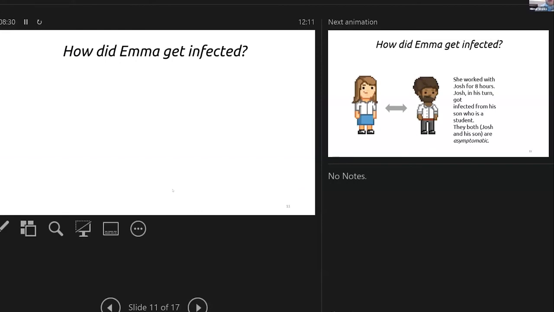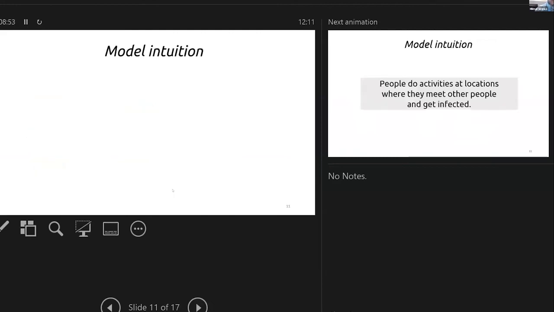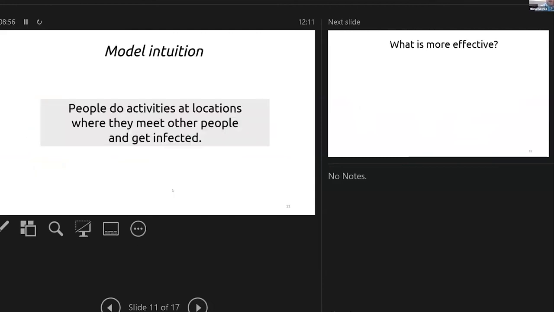This is the core of our model, and what is important to understand. Since we're talking about the pandemic, how did Emma get infected? She worked with Josh for 8 hours, and Josh in his turn got infected from his son, who is a student. They both, Josh and his son, are asymptomatic. That makes it a bit more complicated to understand what actually happens. Well, in a nutshell, what we built is about different people in our model. They do different activities at certain locations where they meet each other and they can get infected. So this is the model intuition behind the thing that we have built.